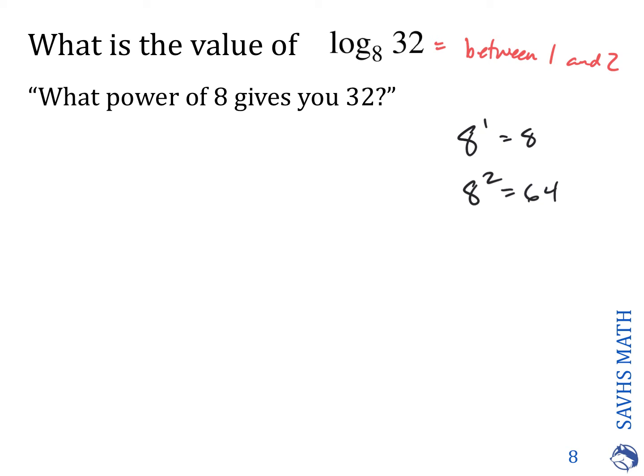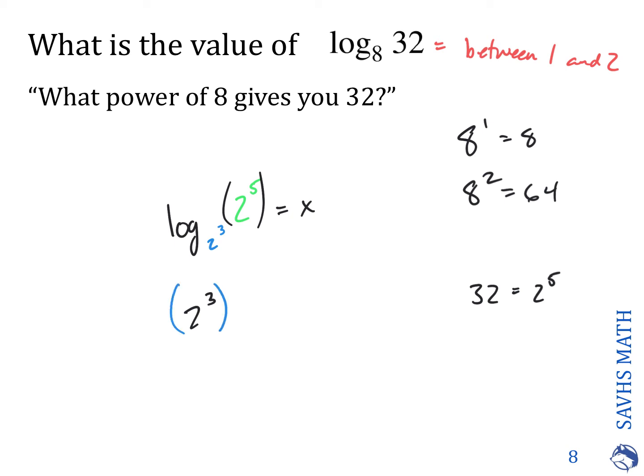I'm going to write log base 8 of 32. So here's what I noticed. Log base 8, well, 8 is 2 cubed. And then 32 is 2 to the 5th. And so I'm going to write 2 to the 5th here. Equals some number. So we have to figure out what is the value of this. I'm going to put an x here. Okay, so this is saying 2 to the third to the x is equal to 2 to the 5th.